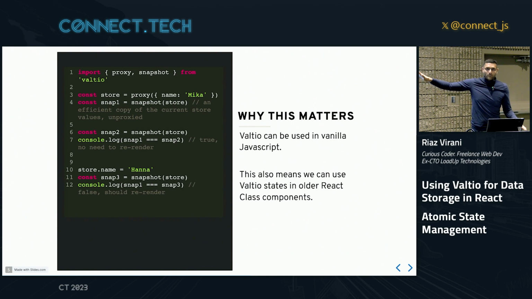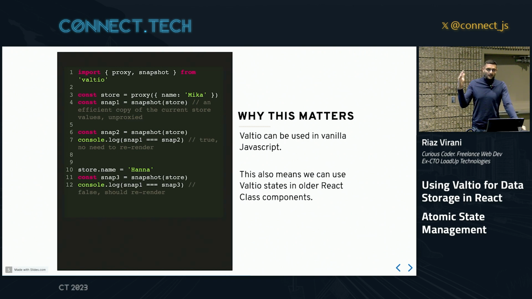So you import their proxy and a snapshot. If you created a proxy with that data, so in line 3 there, that name equals Mika is effectively your target, right? That's your initial values. And you create a store. Then you can extract data. You can read data whenever you want using the snapshot function. So you get back a copy of the data inside of it. So then snap1 basically is name Mika.